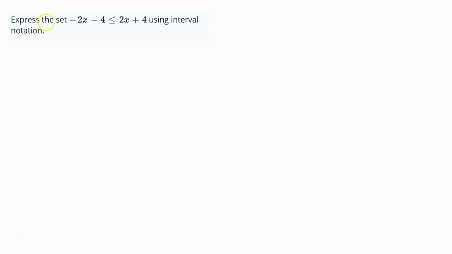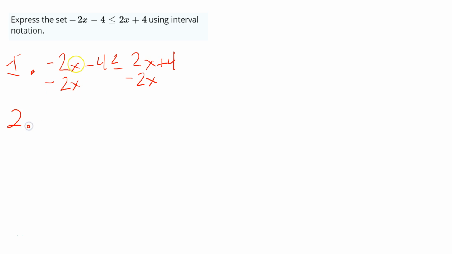So essentially this question says express the set negative 2x minus 4 less than or equal to 2x plus 4 using step number 1. I'm going to do this as an example. I'm going to put negative 2x minus 4 less than or equal to 2x plus 4. And for example, what you can do is subtract 2x from both sides. So I'm subtracting the 2x on that side, but I'm also subtracting it on this side.